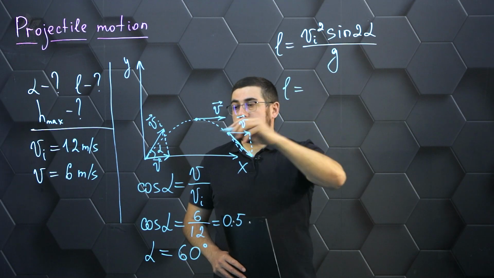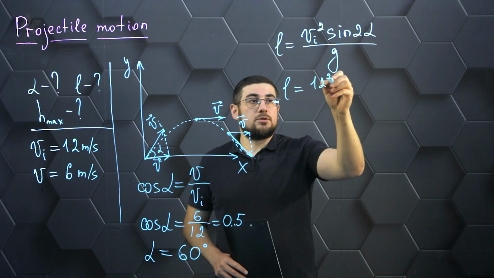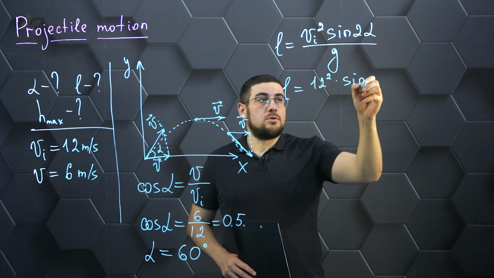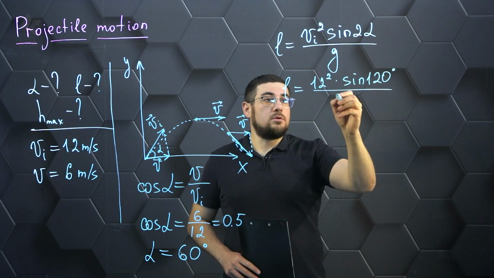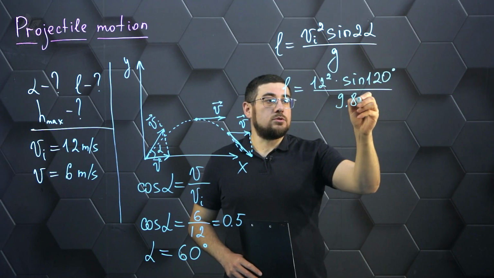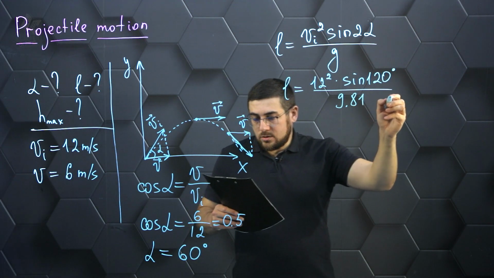So the square of the initial velocity, 12 squared, times the sine of 2 alpha, that would be 120 degrees, and divide by 9.81. That's roughly a range of 12.7 meters.